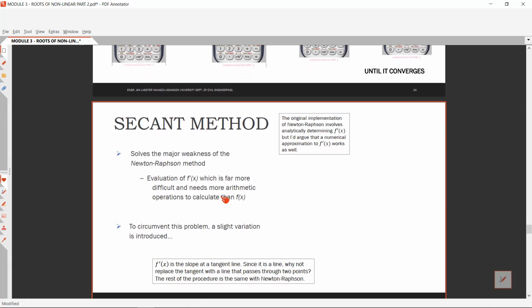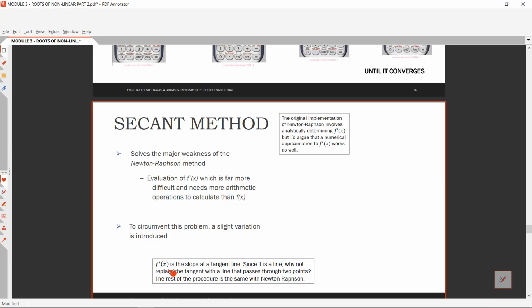in Newton-Raphson method, you will find your derivative. Okay, the derivative of the equation. So f prime of x. Okay. So kunwari, you are solving that numerically. Hindi mo ilalagay yung derivative dun sa numerical sa program mo. So matatagalan ka sa paglalagay ng derivative doon. Okay? So nag-introduce sila ng second method whereas hindi na kailangan maghanap pa yung derivative ng function. Okay? So to circumvent this problem, a slight variation is introduced.